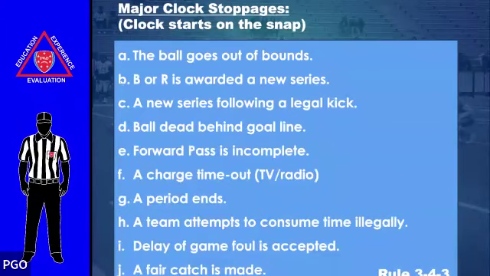So again, these are the ones we went over already. Any one of these would be considered a major clock stoppage. Any of these 10. If the ball goes out of bounds, a major clock stoppage. Awarded to the defense or the receiving team a new series, major clock stoppage. A new series following a legal kick, that could be R touched it, K recovered it, K gets to keep the ball, starts on the snap. Ball dead behind the goal line, forward pass. All these right here are reasons why the clock will start on the snap, which are major clock stoppages.